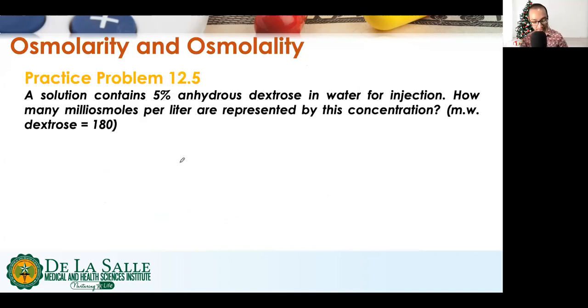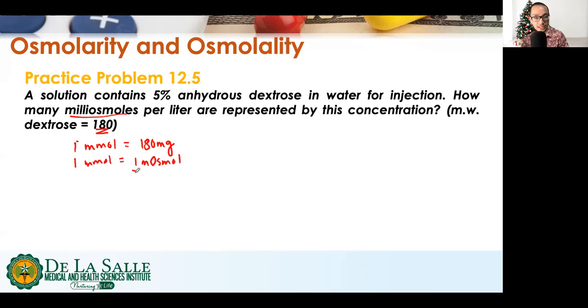And so let's compute for the osmolarity of the following examples. Ayan, so we have dextrose, 5% anhydrous dextrose in water for injection. How many milliosmoles per liter are represented by this concentration? Ayan, so again, we begin with your molecular weight. Ayan, so since milliosmoles yan, I will start with 1 millimole. Okay, so 1 millimole has a weight of 180 milligrams. And because I have a non-electrolyte, 1 millimole is equal to 1 milliosmole.